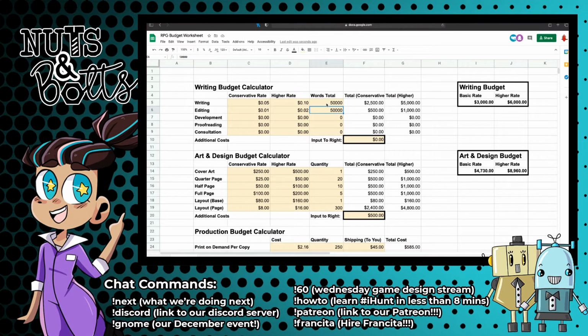And what this is going to do is it's going to calculate across, and it's going to give you your conservative budget and your bonus budget, your bigger budget. And then it's going to tabulate these together, and it's going to put them over here. So we know that the total cost of writing and editing is going to be $3,000 for the basic rate or $6,000 for the higher rate. And this actually addresses a little bit of what Dwan was talking about. This is bare minimum operating budget versus the ideal starting budget. That's hard.